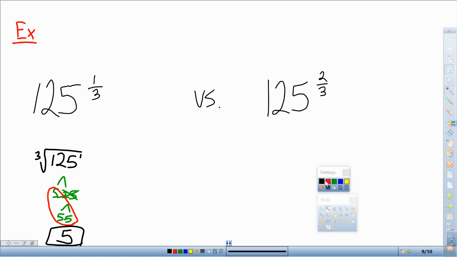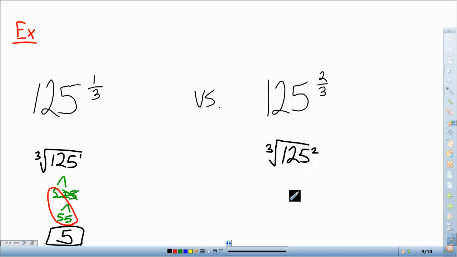Let's take a look at this one. 125 to the power of 2/3. Okay, well, 125, we know our radical, the denominator means it's, again, a cube root, but this 2 means it's to the power of 2. Okay, so, what do we do here? Well, remember, 125 to the power of 2 is 125 times 125. Okay, and we can write it just like that.